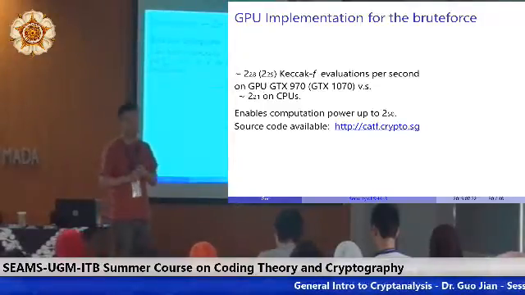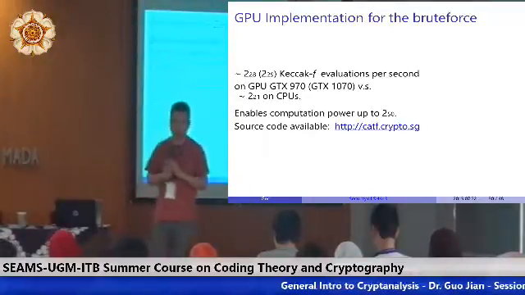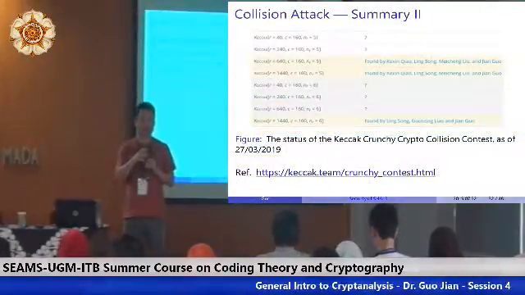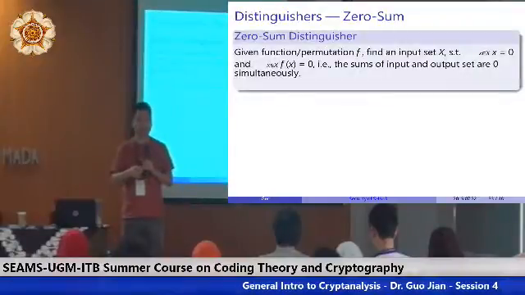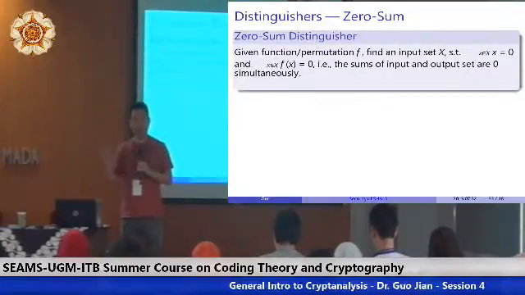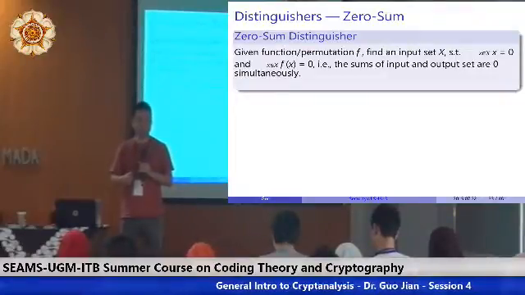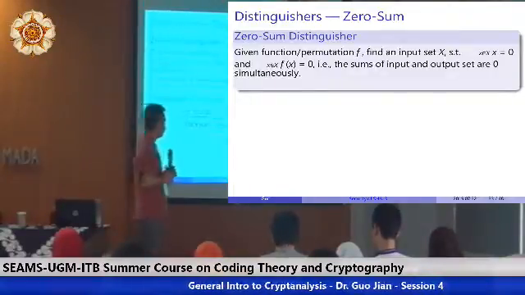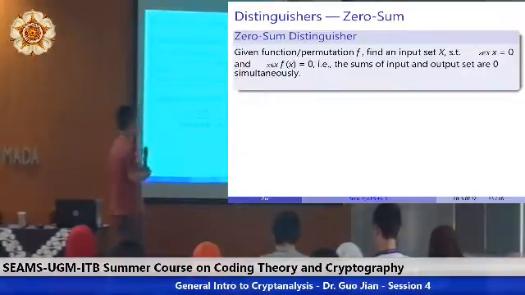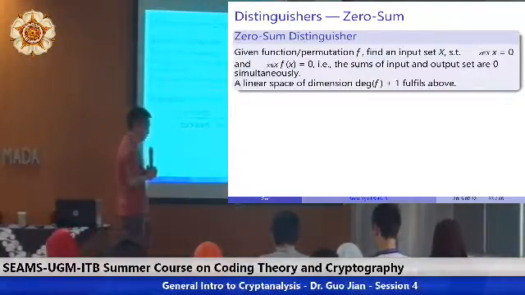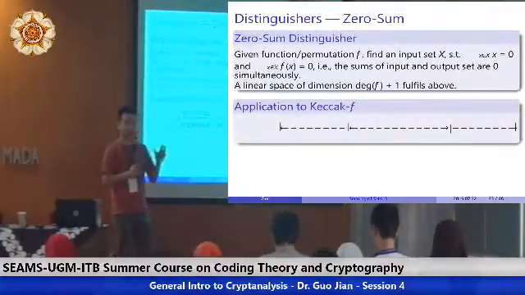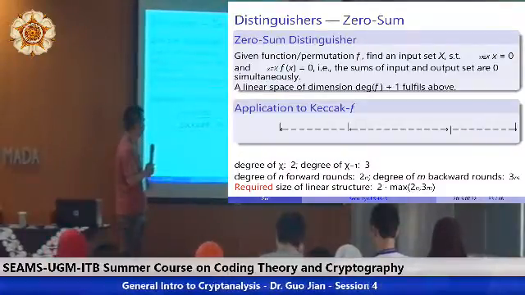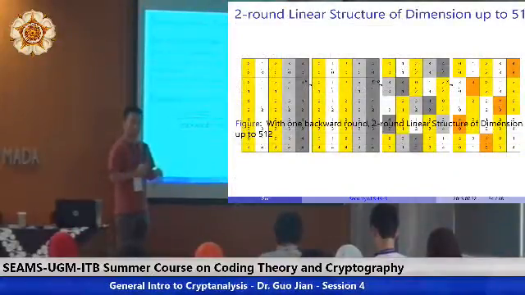And for distinguisher, the most effective distinguisher is zero sum. Zero sum means finding a subspace of the input so that the sum of the inputs is 0. In the meantime, the sum of the outputs is also 0. This is what we call zero-sum distinguisher. And intuitively, we can have zero-sum if the dimension of the function is given. It's just like differentiation. If you have a degree f, we try the differentiation for degree f plus 1, you will get 0.